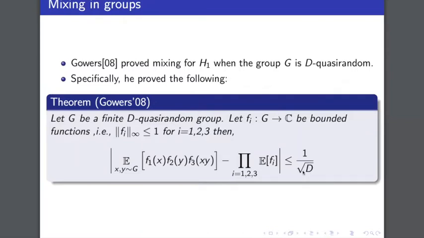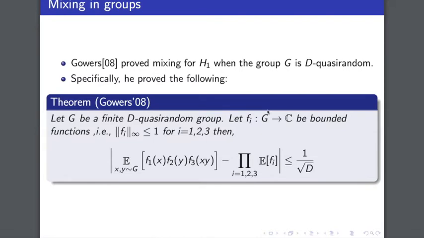We haven't quite defined formally what d-quasi-random groups are. We'll do this later, but right now we just assume, take d to be a very large integer. Then we can see if G is a d-quasi-random group, then we'll have a really good mixing for the hypergraph H1. So as d goes to infinity, this error term goes to 0.